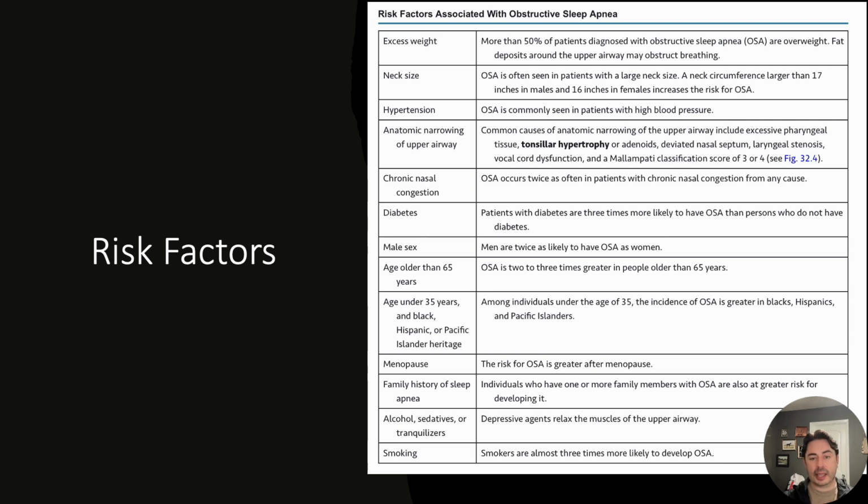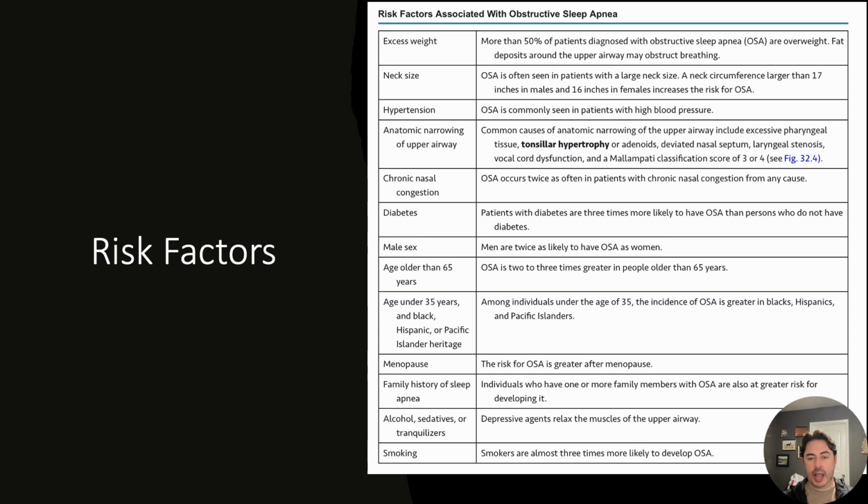Guys are more likely to get OSA compared to women. Those that are elderly, greater than 65 years, or ages under 35 years, it's going to be our Black Americans, Hispanics, and Pacific Islanders. All of those of heritage are at an increased risk as well. Women, if you're going through menopause, you're at risk, and if you've got a family history of sleep apnea, then you're also at risk.